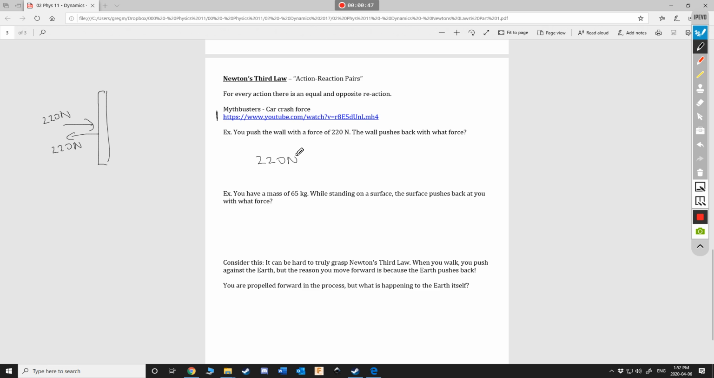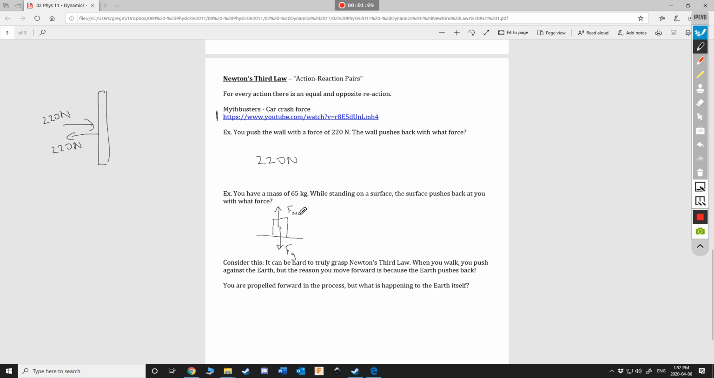You have a mass of 65 kilograms while standing on a surface. The surface pushes back with what force? So we have an object with a force of gravity, and we've already kind of seen these things in action. Force of gravity. We know there's that normal force. That's the surface pushing back on us. Because again, there's a net force of 0. We know that the normal force must equal the force of gravity.